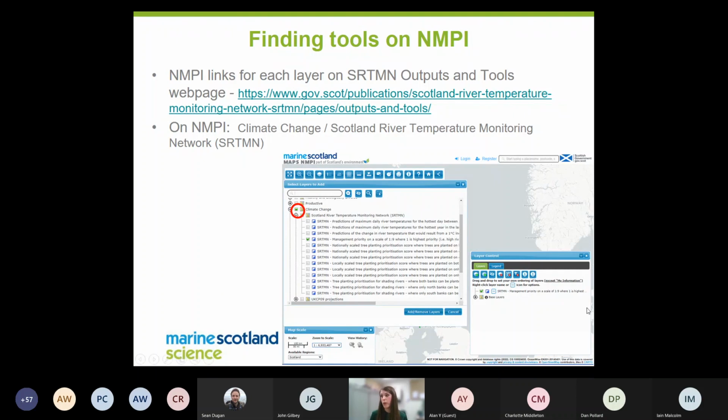You can also then view the legend, and you can get access to the metadata for those data sets as well, so a description of what you're viewing.